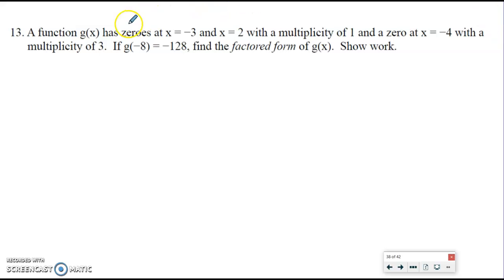So we're looking at an equation. We have a function that has zeros. So if I look at my graph, I have some zeros. And remember, zeros are where the graph hits the x-axis. It has one at -3. It does have another at +2. And then it has another one at -4.